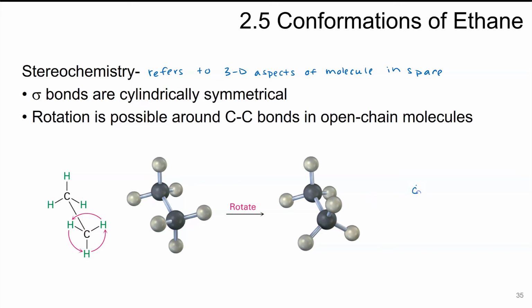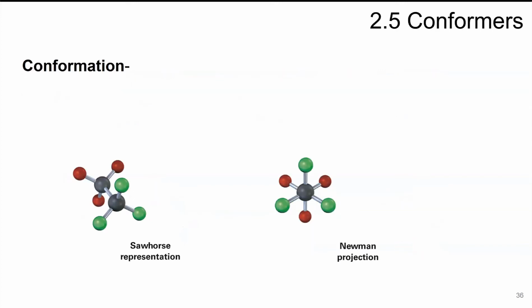So if we were to duplicate the same picture, the hydrogen would be up here and then these two would be down. A conformation is a different arrangement of the atoms that results from rotating the bond.